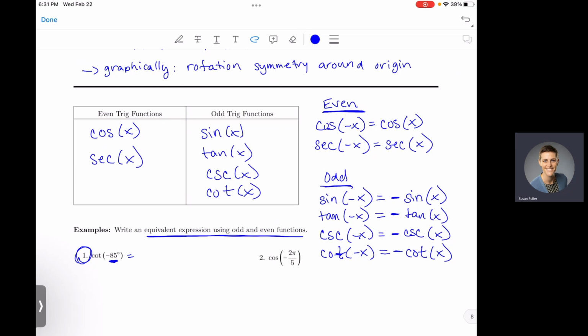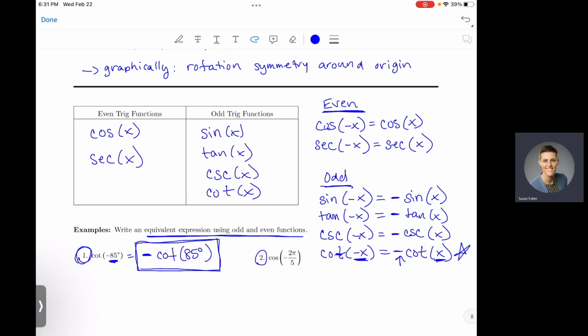So if I take a negative angle and plug it into cotangent, I'm going to come here to the cotangent formula. What I'm going to get out is the negative of the same positively rotating angle. So this is going to be the negative of the cotangent of positive 85 degrees. Alex is not going to want you to evaluate this and put it in a calculator. It literally just wants you to apply the identity and write that expression. And that's the end of this problem.